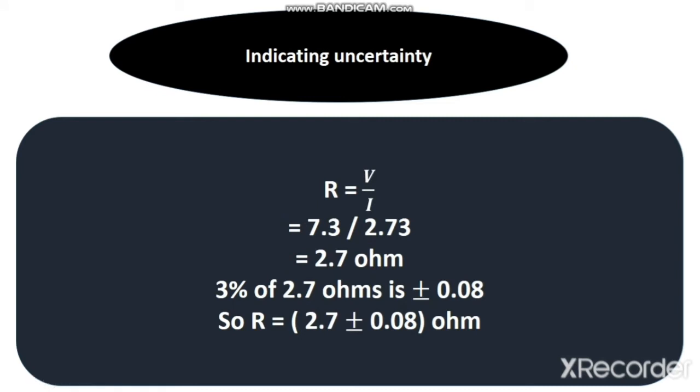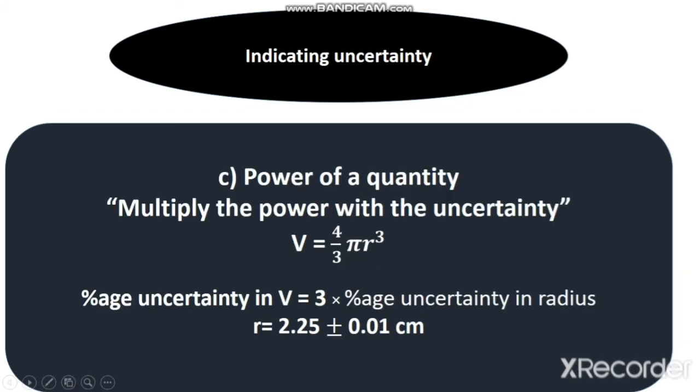Let's first calculate now the value of R, as R is equal to V by I. As V is 7.3 divided by 2.73, the current, it comes to be 2.7 ohm. Now the total uncertainty in R is 3%. How much is 3% of 2.7? It is calculated as 3 divided by 100 multiplied by 2.7. It is 0.08. So the final uncertainty in R is 0.08, and it is written as R is equal to 2.7 plus minus 0.08 ohm.